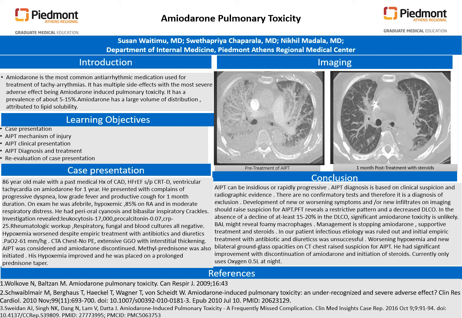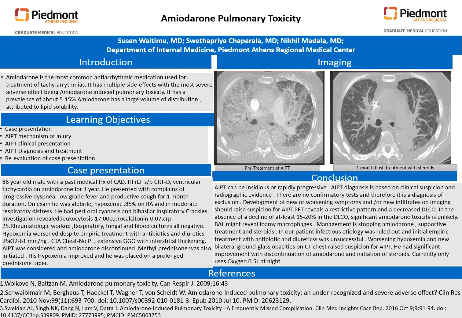In conclusion, AIPT can be insidious or rapidly progressive. It is usually based on clinical suspicion and radiographic evidence. There are no confirmatory tests and therefore it is a diagnosis of exclusion. Key features that support a clinical diagnosis include new onset dyspnea, exclusion of lung infection, exclusion of heart failure, new radiographic features, and improvement with withdrawal of amiodarone.